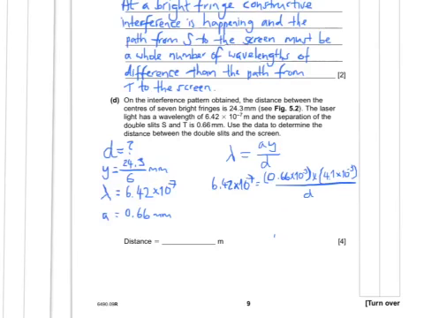You rearrange that equation for D: bring D over to the other side, so multiply both sides by D, then divide both sides by 6.42 times 10 to the minus 7 to get D on its own, and that ends up to be D equal to 4.16 meters. Put that in there, 4.16.